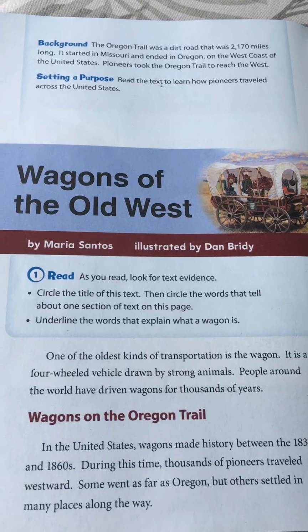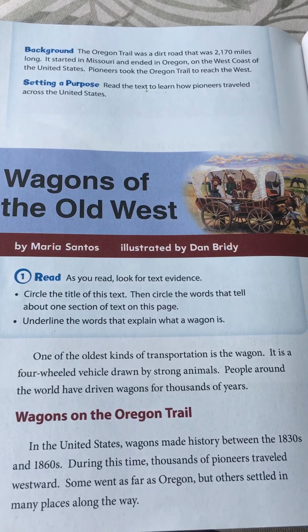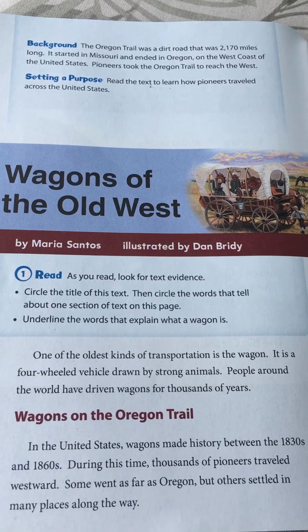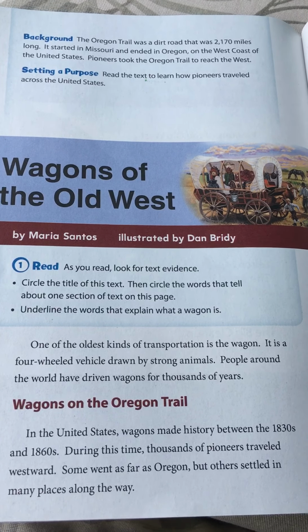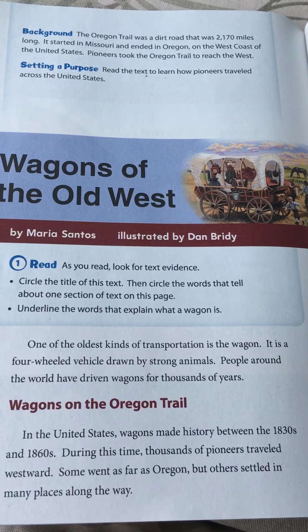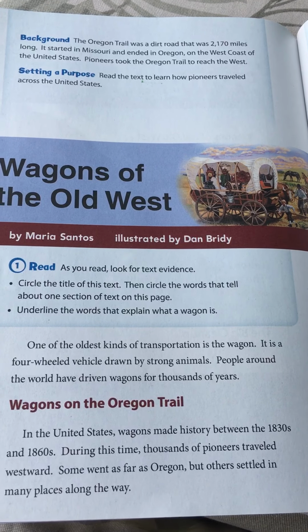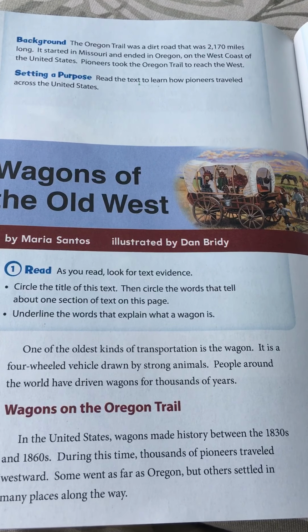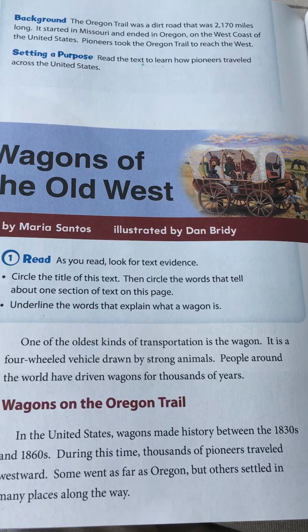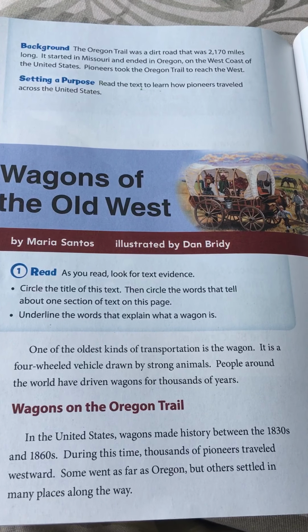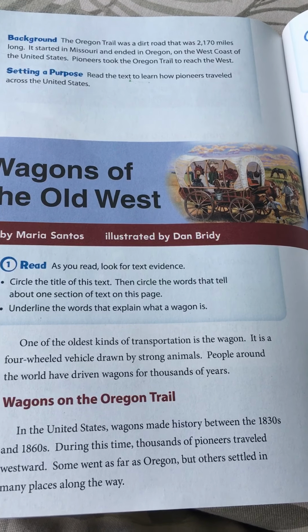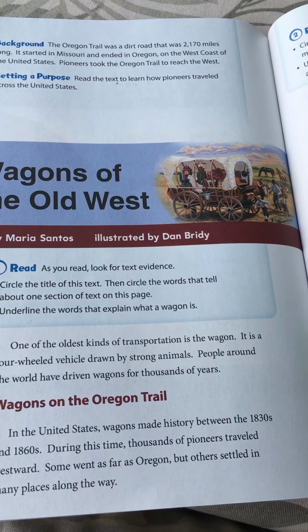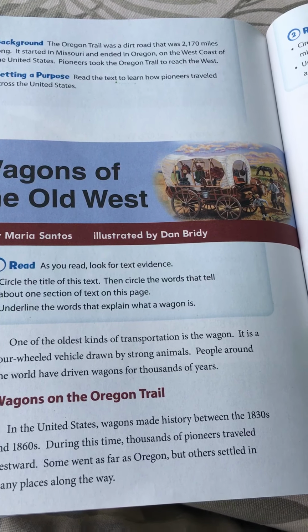about the different types of wagons, and we're going to talk about something important, which is text evidence. You need to have text evidence or proof from what you're reading when you make a claim. So if you say that one type of wagon is better than another type, or if you say what the purpose of a certain type of wagon is, that's great, but then you need to have text evidence in order to back up what you're saying.